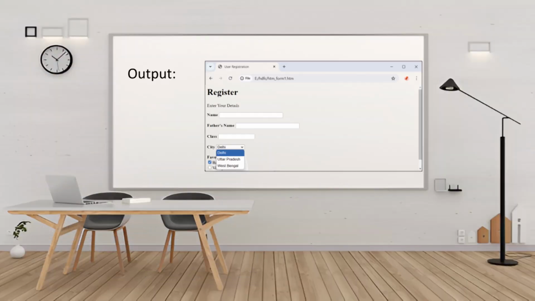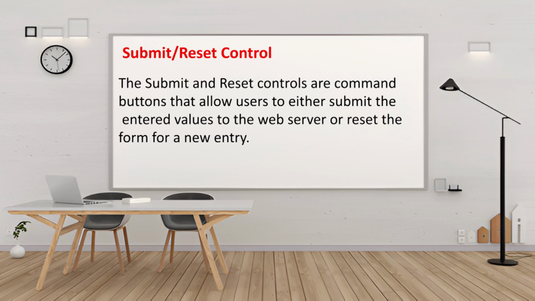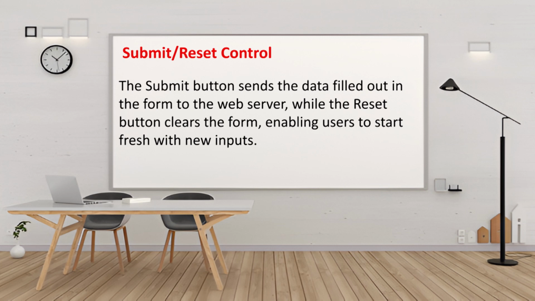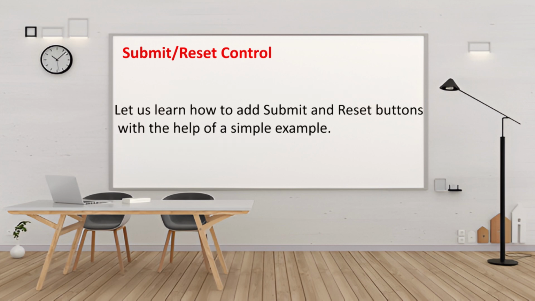Example: output. Submit reset control. The submit and reset controls are command buttons that allow users to either submit the entered values to the web server or reset the form for a new entry. The submit button sends the data filled out in the form to the web server, while the reset button clears the form, enabling users to start fresh with new inputs. The basic syntax of submit and reset control are: input type is equal to submit. Input type is equal to reset. Let us learn how to add submit and reset buttons with the help of a simple example.